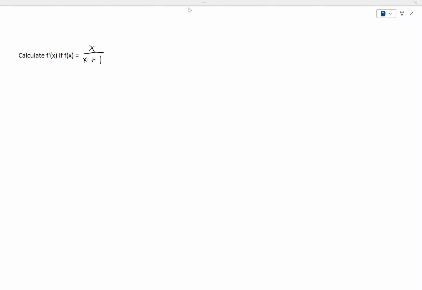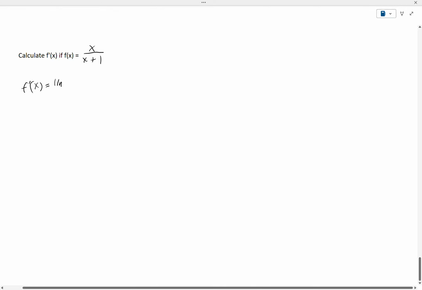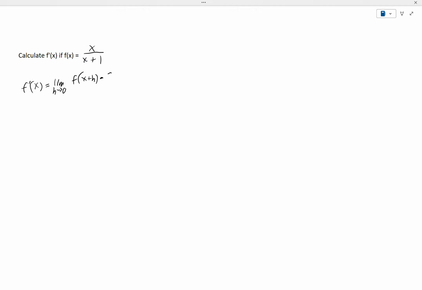In this video, we're going to be finding the derivative of a function by using the limit definition of the derivative. So this is the definition of the derivative. f prime of x is equal to the limit as h goes to 0 of f of x plus h minus f of x all over h. So that's the definition of a derivative that we're going to be using.